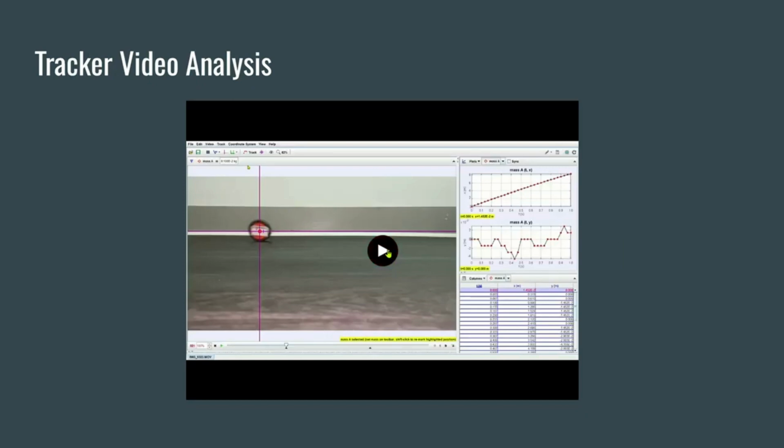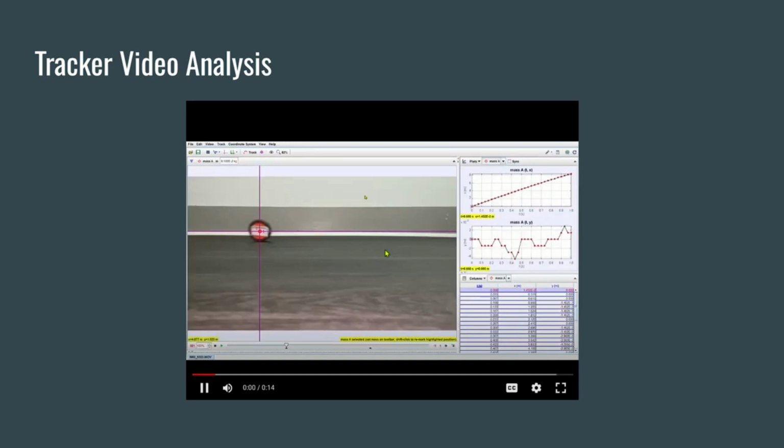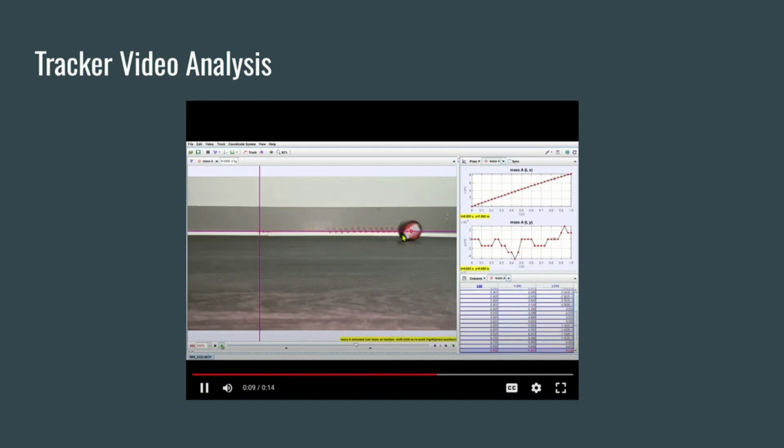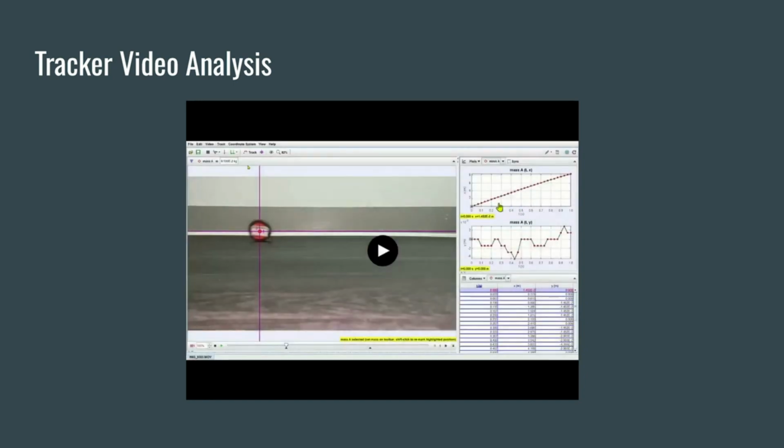Here's a video showing the Tracker analysis of the container in motion. As you can see, the container moves from left to right, which means the position will be measured in the positive direction. I set the origin to the center of the container. As you can see in the graph, as time increases, position also increases, resulting in the positive slope.